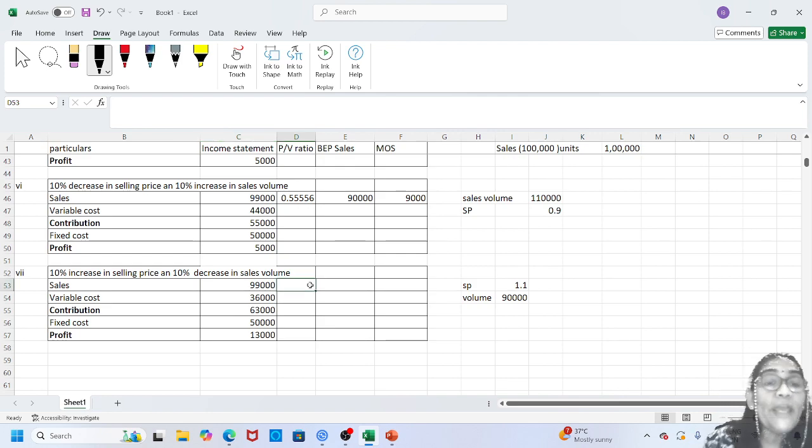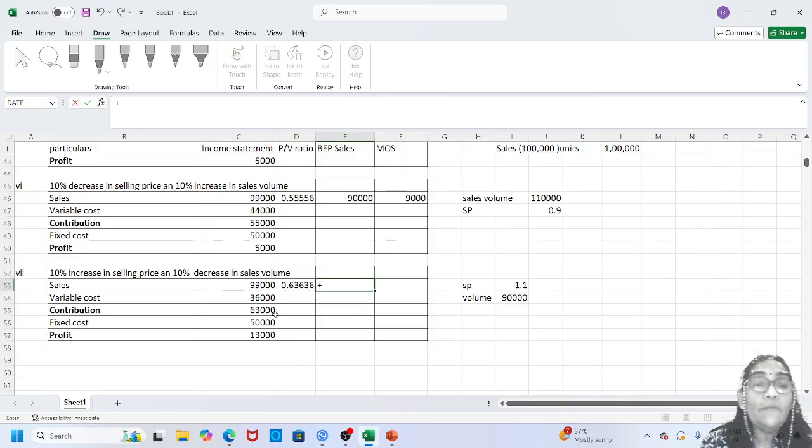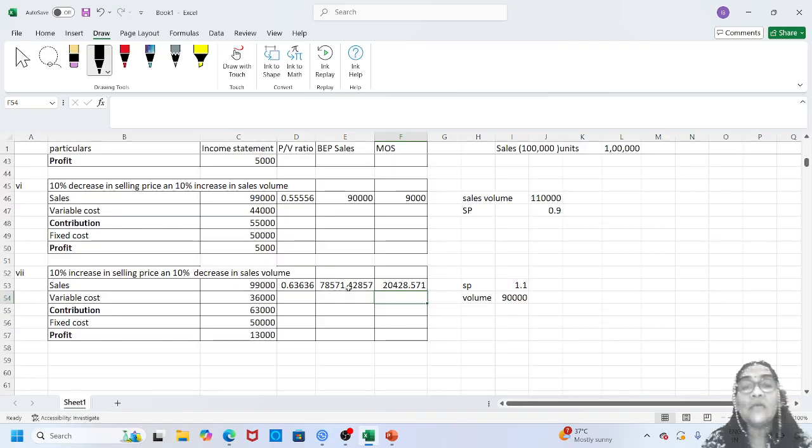PV ratio will change because there is a change in the selling price. So contribution divided by sales is the PV ratio. BEP will be 50,000 fixed cost divided by the PV ratio, and margin of safety is going to be sales minus the BEP, the break-even point sales, that is 20,428.